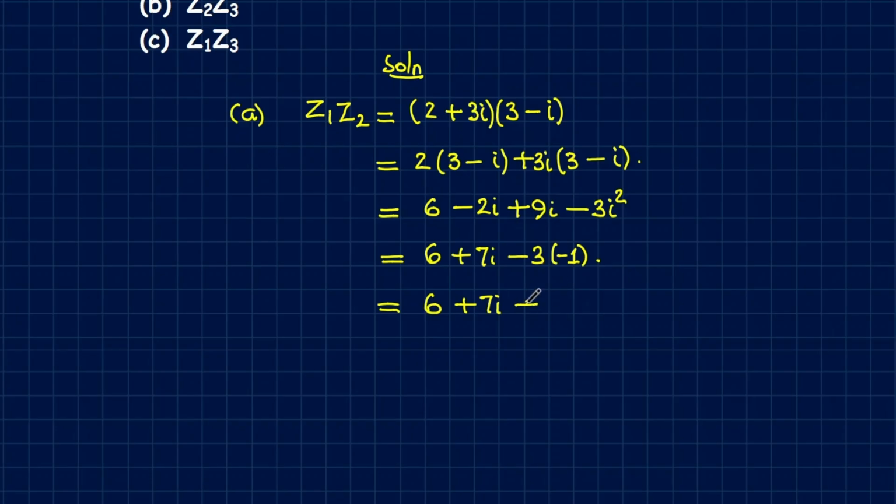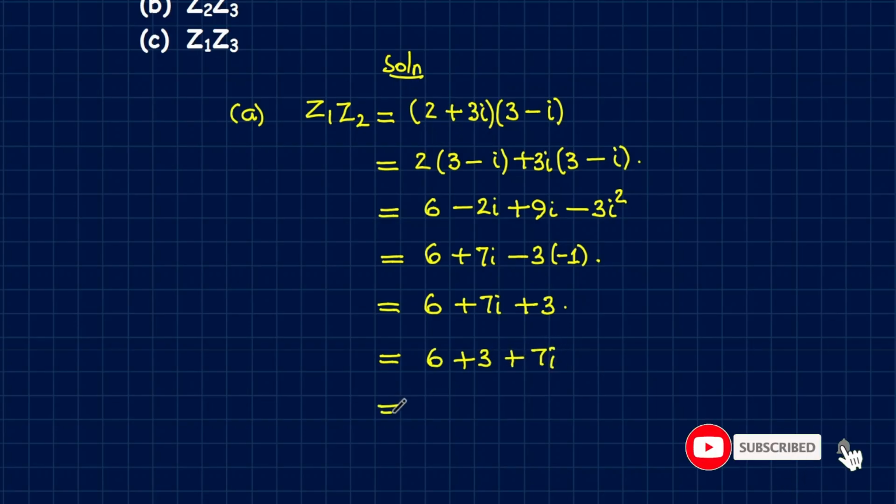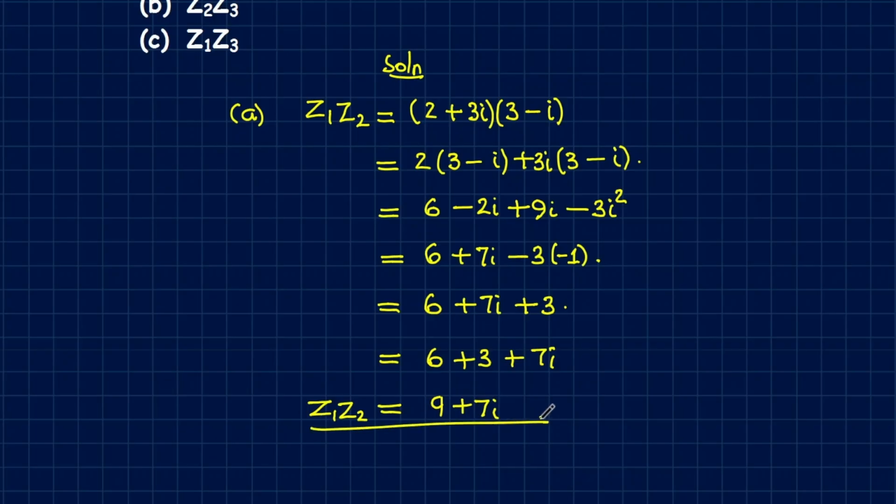So this simplifies to 3, because negative and negative goes to positive, and we have our 3 times 1 is 3. So we can combine these real parts together. Maybe let me connect them together, and we have 3 plus 6 plus 7i, making 9. So when we have Z1 times Z2, the result will just be 9 plus 7i. I think this is straightforward, and it's a little bit longer.